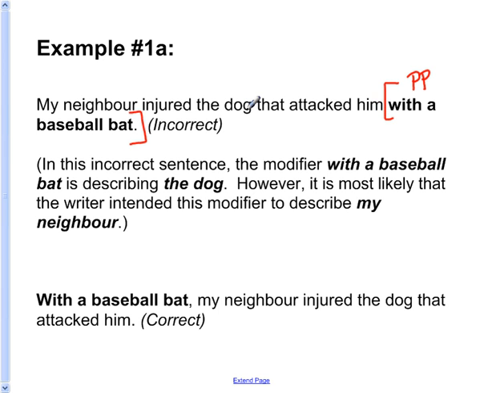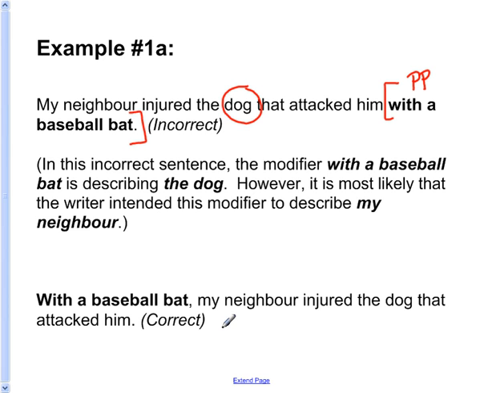Here, this sentence suggests that the dog attacked the neighbor with a baseball bat. But that's clearly absurd and not what the writer intended. The writer wants the neighbor to be modified with a baseball bat. But here, the dog is in between the neighbor and the words in the word group that's modifying the neighbor. So we get a misplaced modifier and the meaning is skewed.